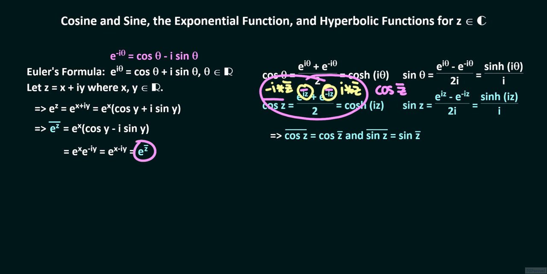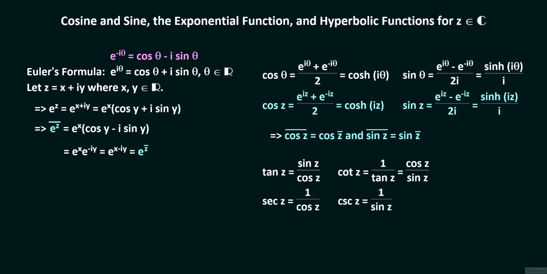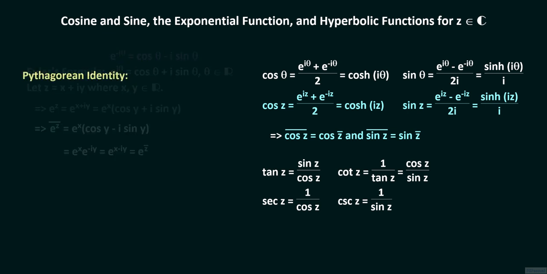With the formulas for cosine and sine for complex numbers, we can now write formulas and identities for tangent, cotangent, secant, and cosecant on the complex plane. Now, let's see if the Pythagorean identity is still true. That is, is cosine squared z plus sine squared z still equal to 1 if z is not just a real number, but any complex number?